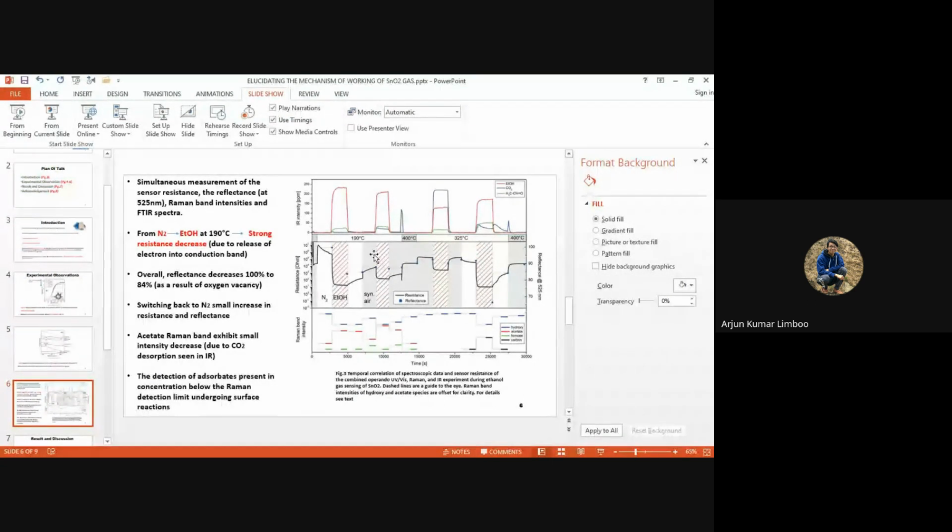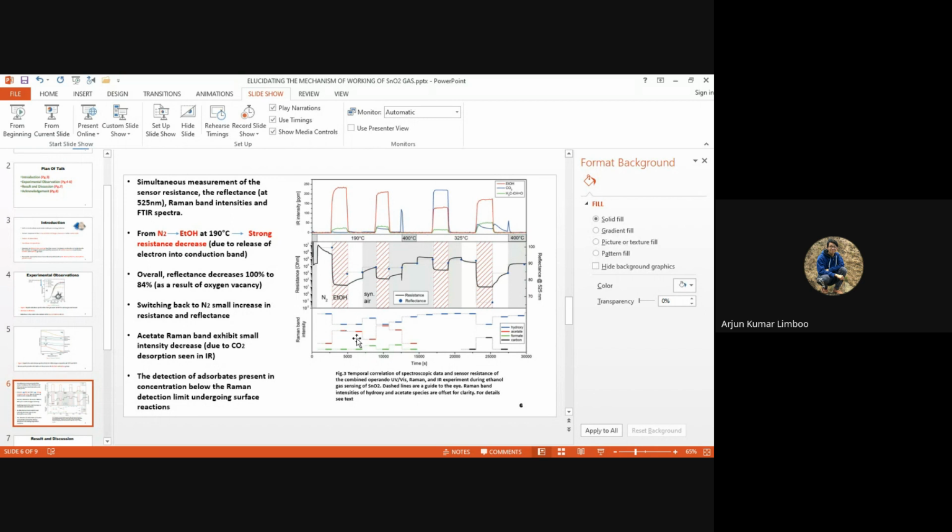This figure depicts the simultaneous measurement of sensor resistance, reflectance, Raman band intensity, and FTIR spectra. In this graph, the white area depicts the nitrogen, the red dashed line depicts the ethanol, and the gray area shows the air. Switching from nitrogen to ethanol, we can see that this black line, which represents the resistance, drops drastically. This blue dot, which shows the reflectance, has also decreased. In the Raman band intensity, there is a formation of the acetate group, and its intensity has increased. Upon switching again to nitrogen, the resistance and the reflectance have slightly increased.